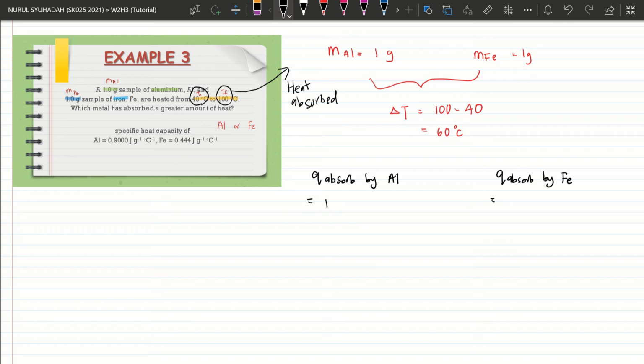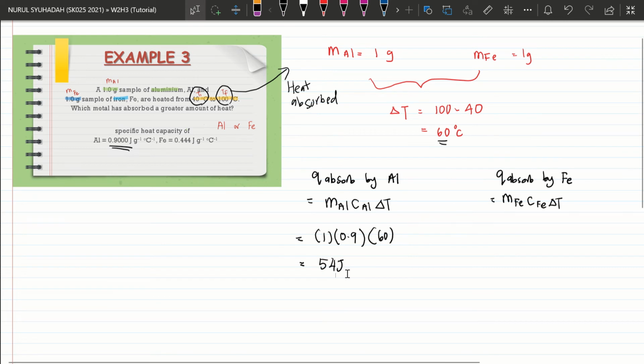So for aluminium, you must have mass of aluminium, specific heat capacity of aluminium, and delta T. For iron, mass of iron, specific heat capacity of iron, and also the delta T. So substitute all the values that you have. So mass of aluminium is 1, specific heat capacity of aluminium given here is 0.9, and then delta T is 60. So you will get the heat absorbed by aluminium as 54 joule.